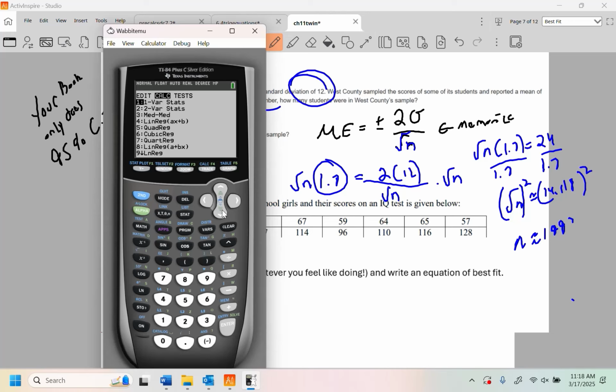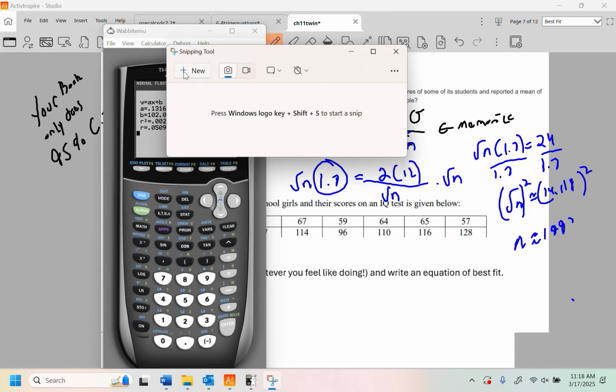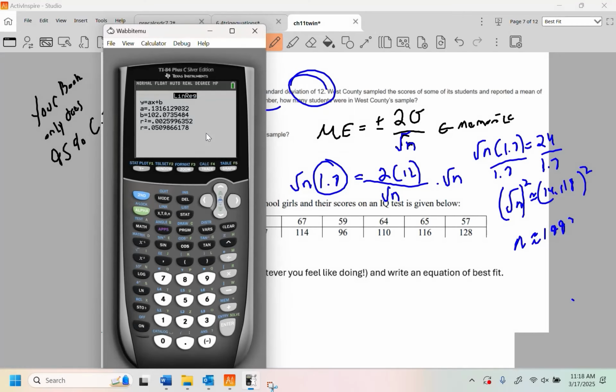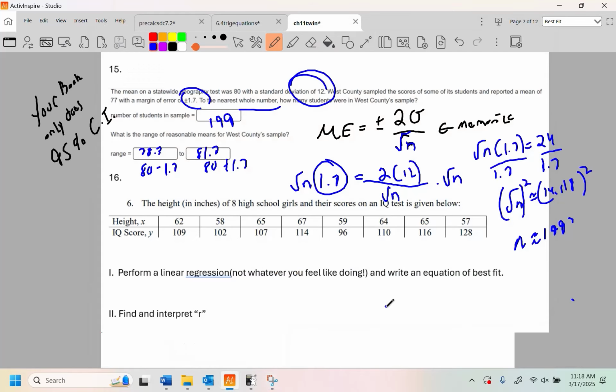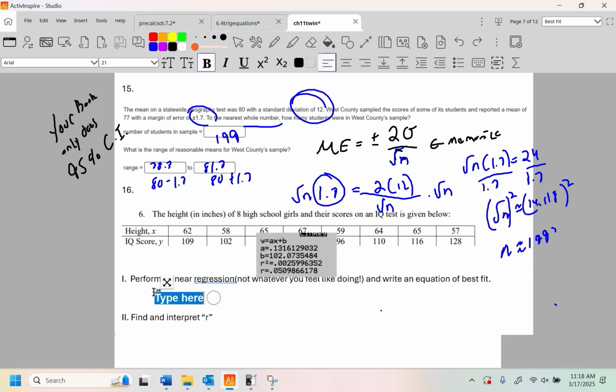So stat calc, it says do a linear regression, not whatever you feel like. That's LinReg. There is no frequency list. We're not even going to bother with storing the regression equation. Sound like Carter there for a second. And here we go. There's my equation. So my equation is y equals 0.1316x plus 102.0735.